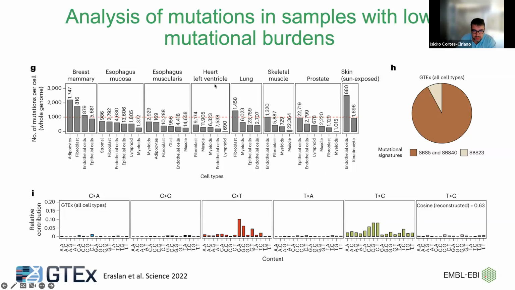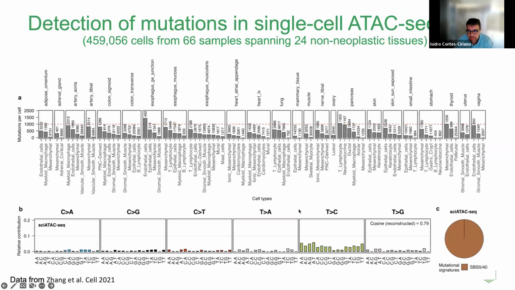And we also did that using a single cell ATAC-seq dataset released in 2021, where in this case it is DNA sequencing, because it is ATAC-seq data. And again, the mutations that we detected were primarily explained by mutational signatures 5 and 40, consistent with DNA sequencing studies. And this allowed us to extend our catalog of mutational rates across more tissues and more datasets.